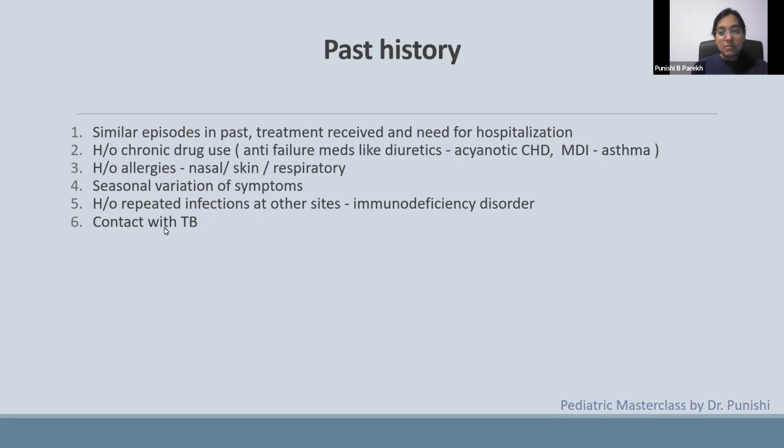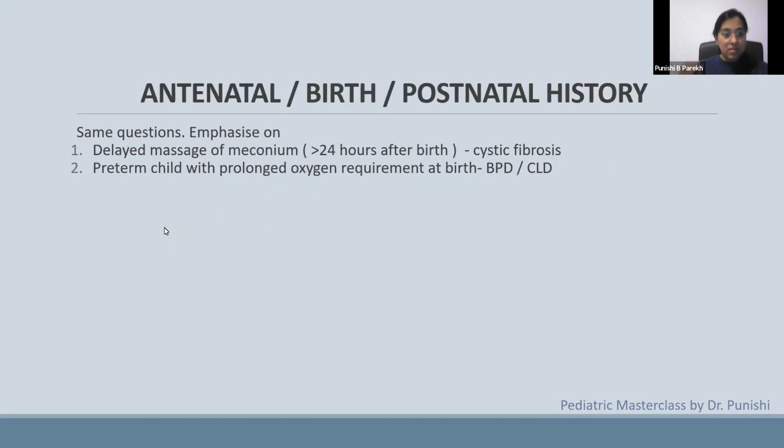Now, antenatal, birth and post-natal history: I'm not going to discuss the questions you need to ask in these because it's pretty much the same as any other case. I'd like to emphasize that for a child presenting with chronic cough, one differential could be cystic fibrosis.